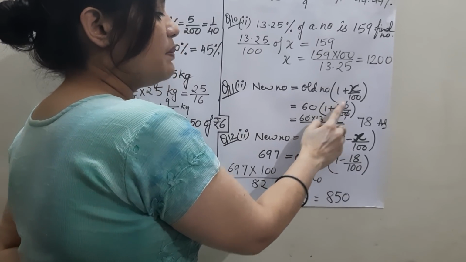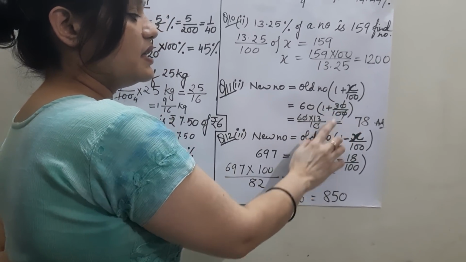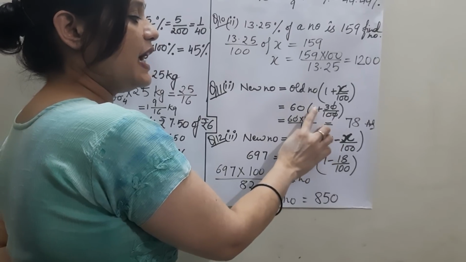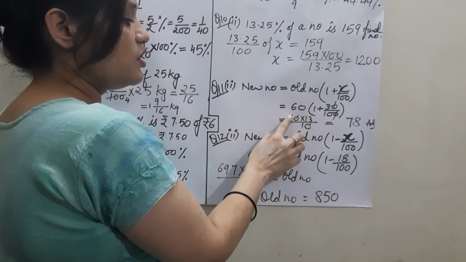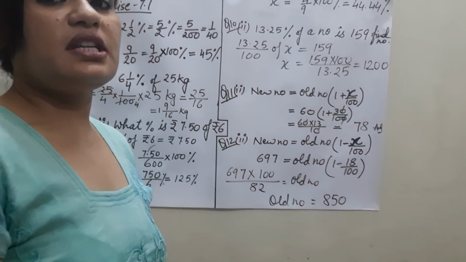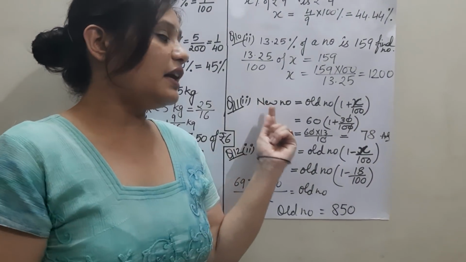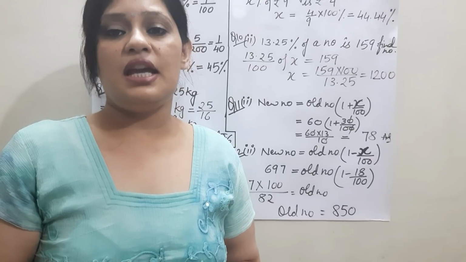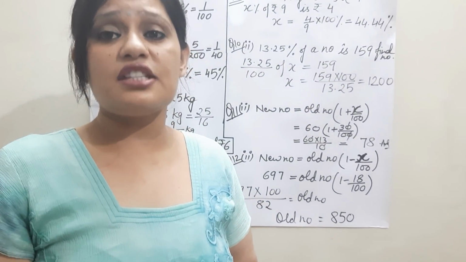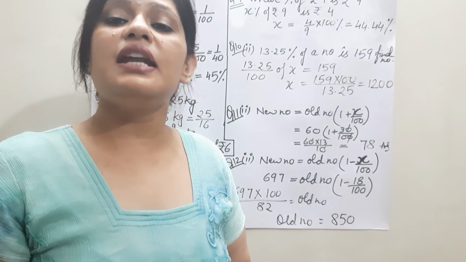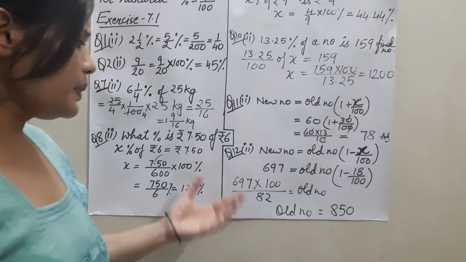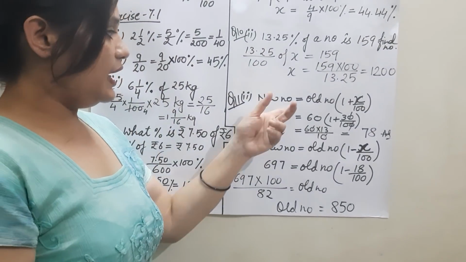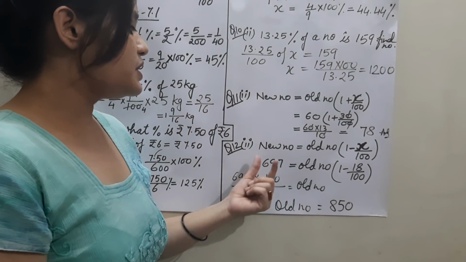Clear? 1 plus 30 upon 100, 0 is cancelled. If we take LCM, 10 plus 3, 13 upon 10. Clear? 0 is cancelled. We have got 78. That new number will be 78. If 60 is increased by 30%, then it becomes 78. Clear? One more question related to the same concept.